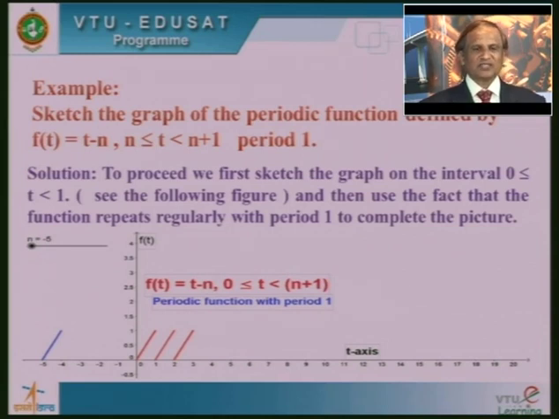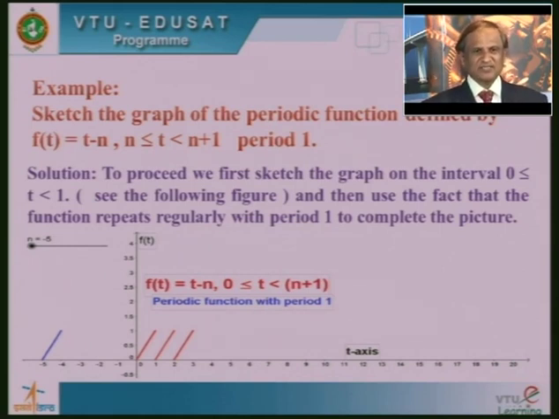I hope you are observing the red color bar lines, starting from the origin, and it lies between 0 and 1. Similarly, the second red color line lies between 1 and 2, and the next line lies between 2 and 3. How is it possible? In the given function, you have to replace n by 0, 1, 2, 3 and so on. Then you will get this type of graph.